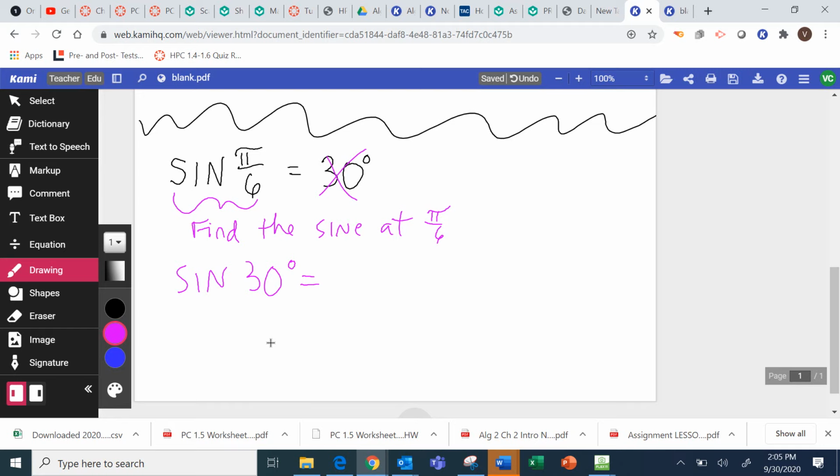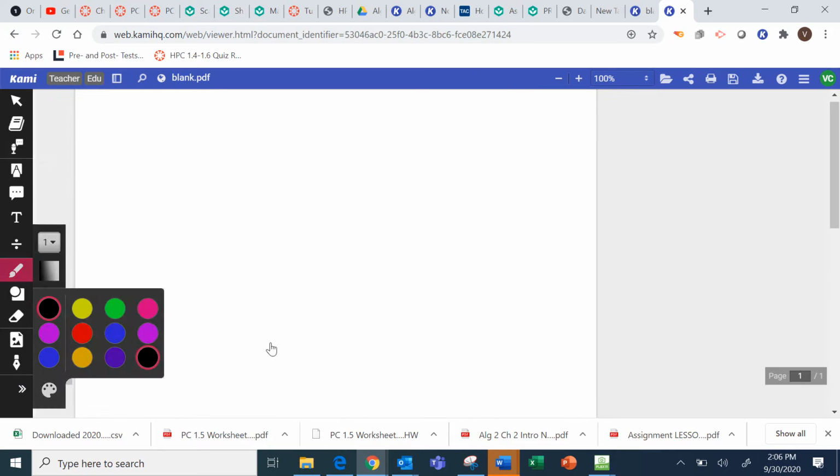Stephanie? Good. Did you remember that from last time, or did you figure it out just now? You remembered it? Good. Because we have to memorize these. Malachi, what is the sine of 30 degrees? Okay, good. Katie, what's the sine of pi over 6? Good. See, there's the same answer. Same question, same answer.